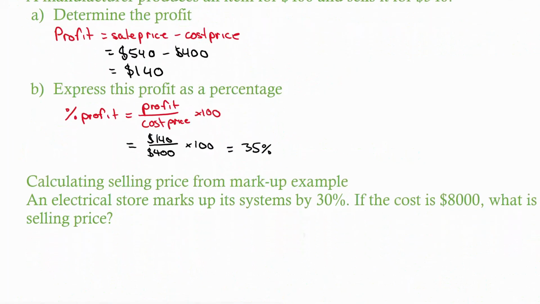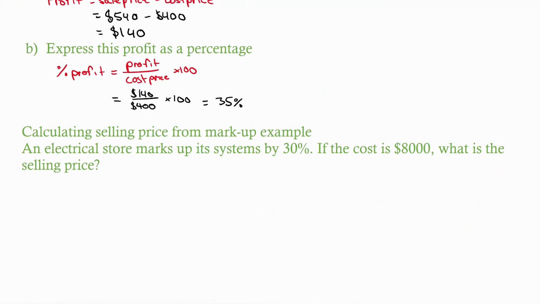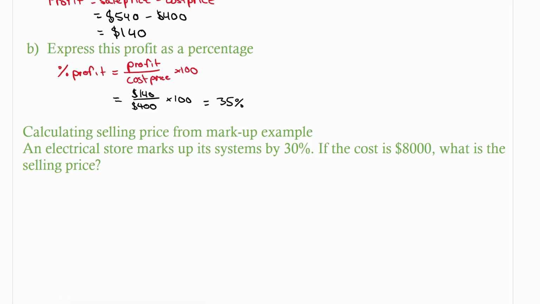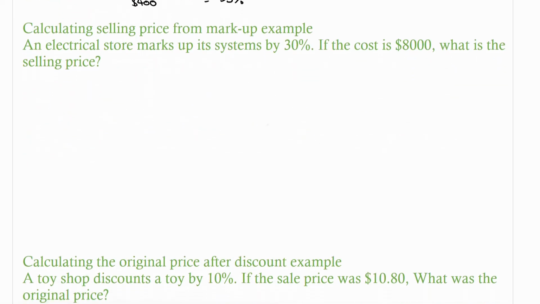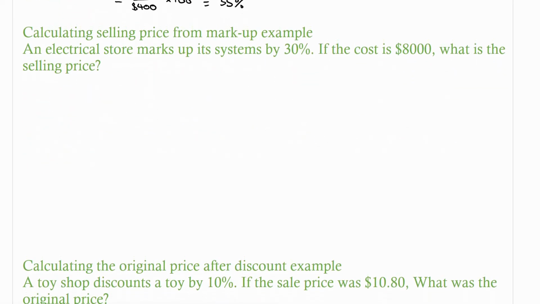Another type of question you may get is when you have to calculate the selling price after a markup. In this example, an electrical store marks up its systems by 30%. If the cost price is $8,000, what are they selling this for? We need to find what 30% of 8,000 is. If you haven't done this before, let me zoom in so I can write a little neater.